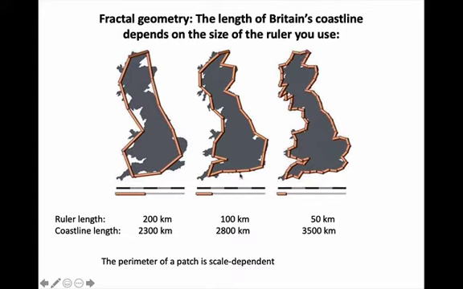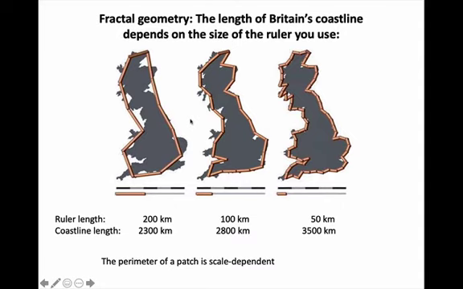Okay, so let's use a smaller ruler. Let's use a 100-kilometer ruler. And now you see, we get in the little nooks and crannies a lot better, and we're still missing this one, but it does a much better job. And now we've added 500 kilometers to the length of the coastline of Great Britain. Well, that's crazy. If we use a 50-kilometer ruler, then look, the coastline is 3,500 kilometers because we get into all these little bays much more effectively than with a 100-kilometer ruler.